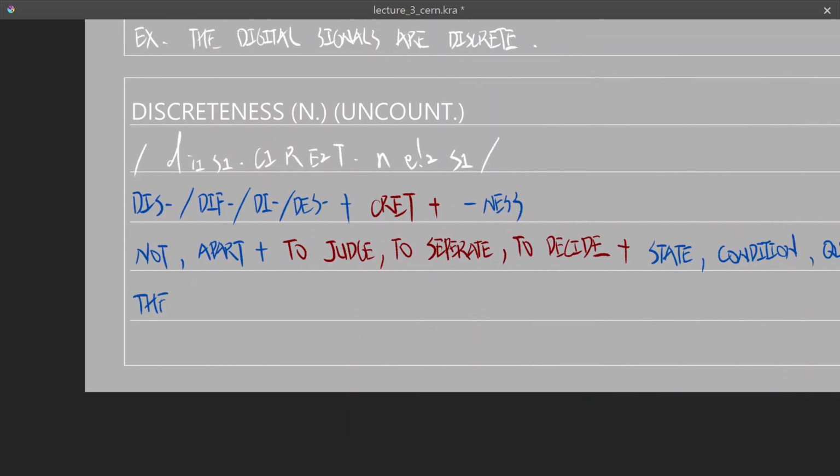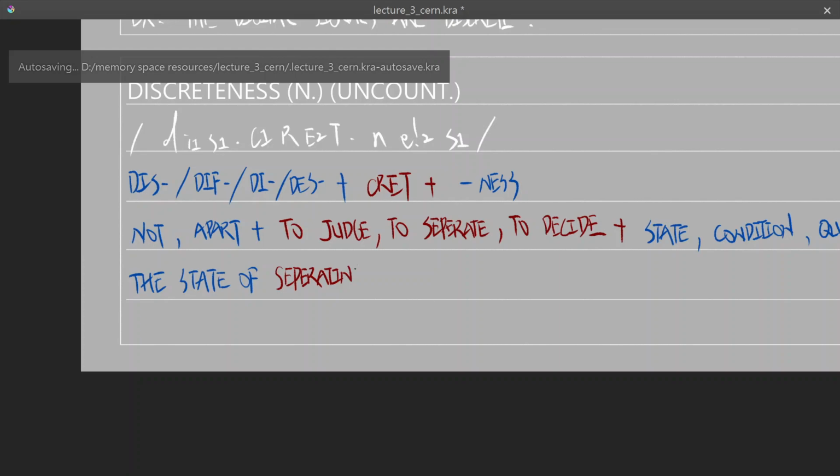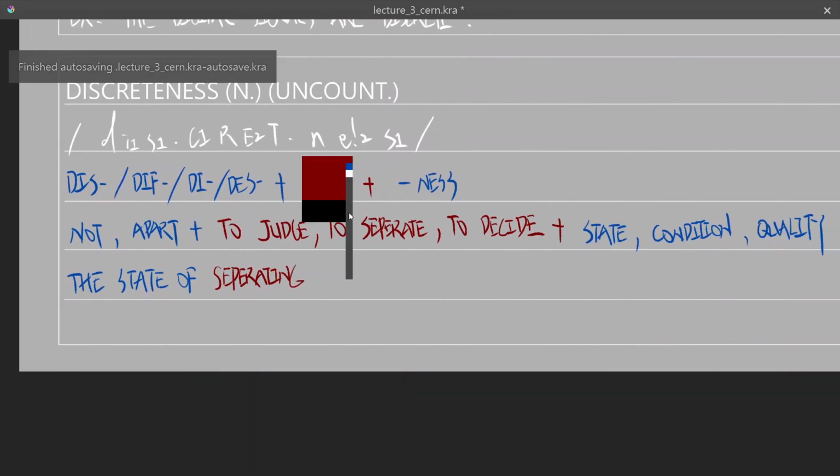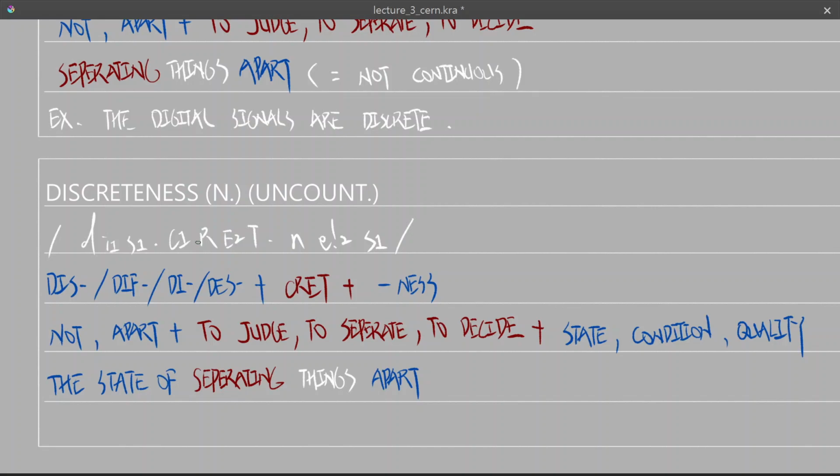The state of separating things apart. Discreteness. Brilliant.